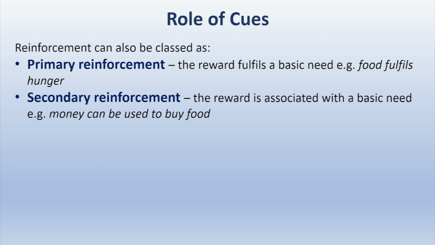Okay, and then you've got secondary reinforcement. They're just in the other way around in your booklet. So the reward is associated with a basic need. So for example, you may get money and then you can use that to then buy food. So again, if you just want to make sure you've copied that up into the top of page 18, you've got those two boxes at the top there.